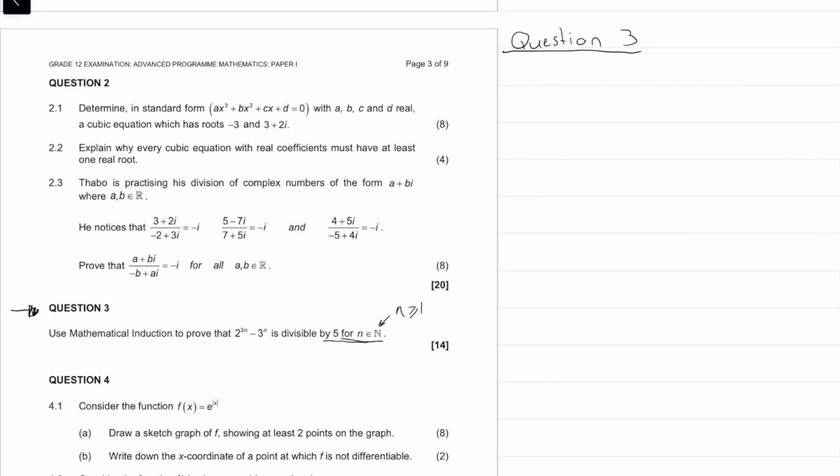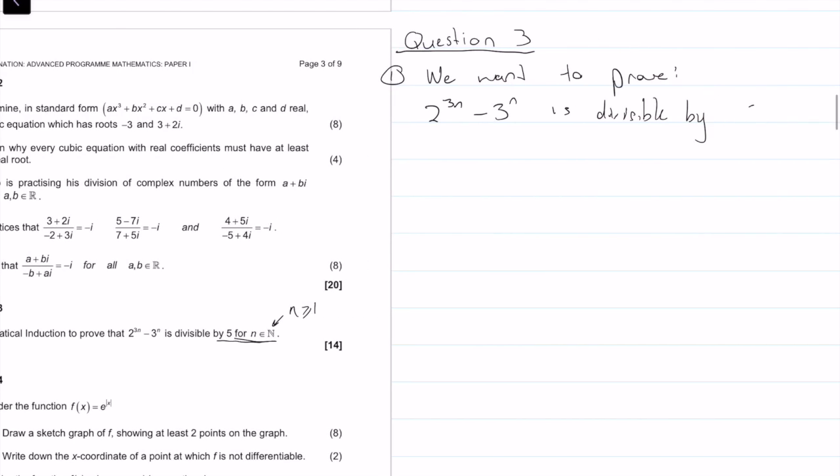So what do we want to prove? First we have to state what we want to prove. We want to prove that 2 to the power of 3n minus 3 to the power of n is divisible by 5. Then the second step is to prove true for n is equal to 1.